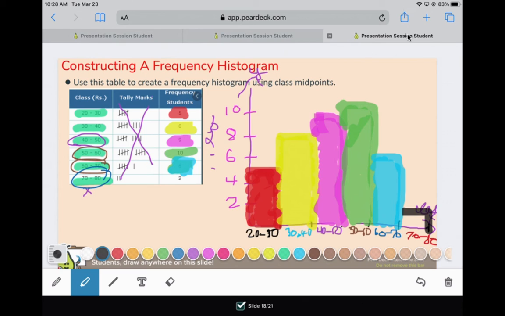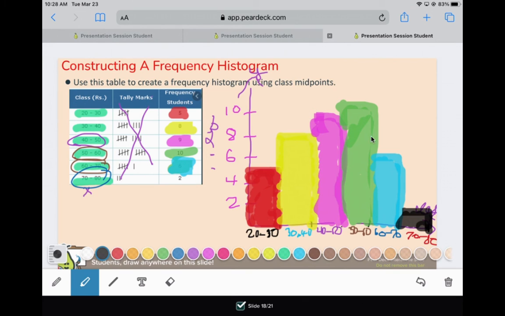Questions for me? This is not bad. Yes, the frequency histogram is not bad. I like it. Yeah, I just like to fill in the bar. You don't have to. Okay.